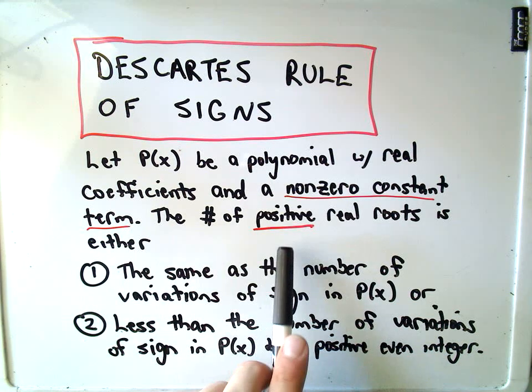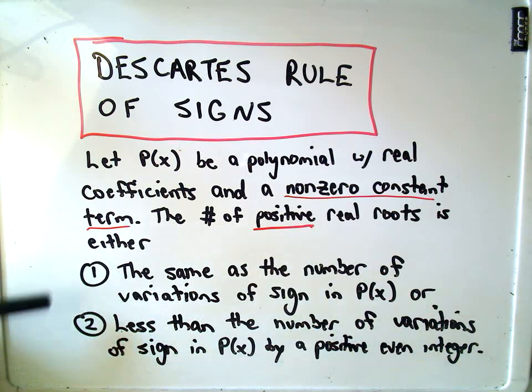It says the number of positive real roots is one of the two following. It's either the same as the number of variations of sign in the polynomial, or it's less than the number of variations of sign of the polynomial by a positive even integer. So we'll definitely talk about what all this means.